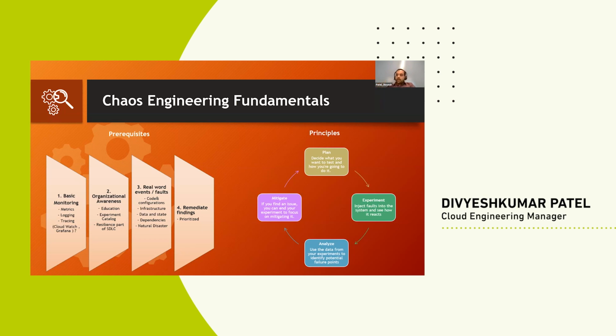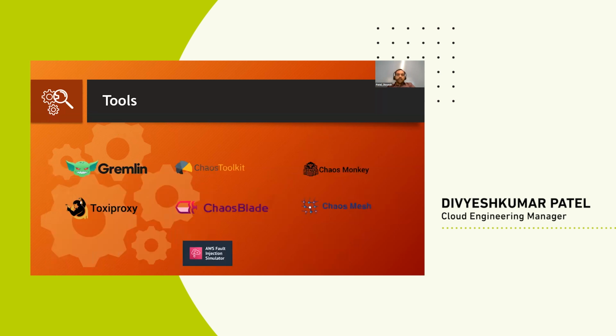Now let's move to the tools. As I said, I put a number of tools here, but some are open source, and some require commercial licensing. Some of those are what I have put here. It's seven, but there are a number of tools available in the market for chaos testing nowadays.